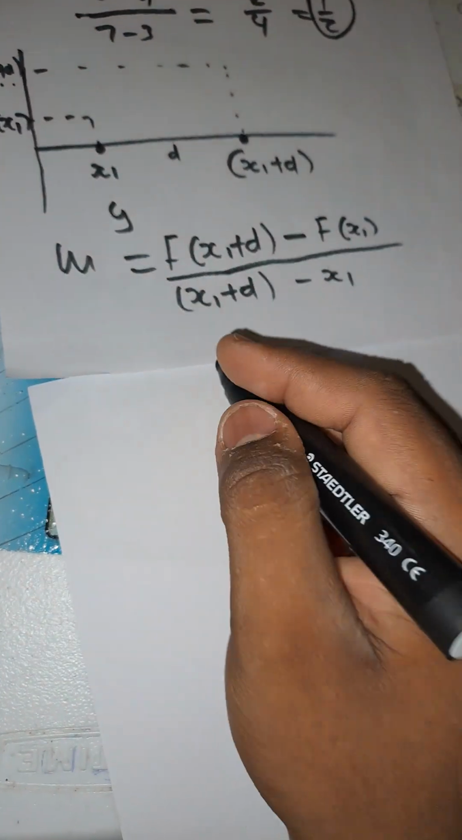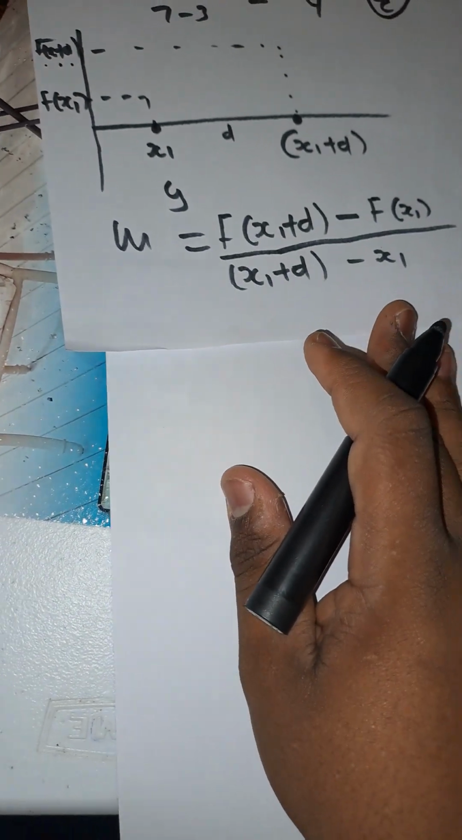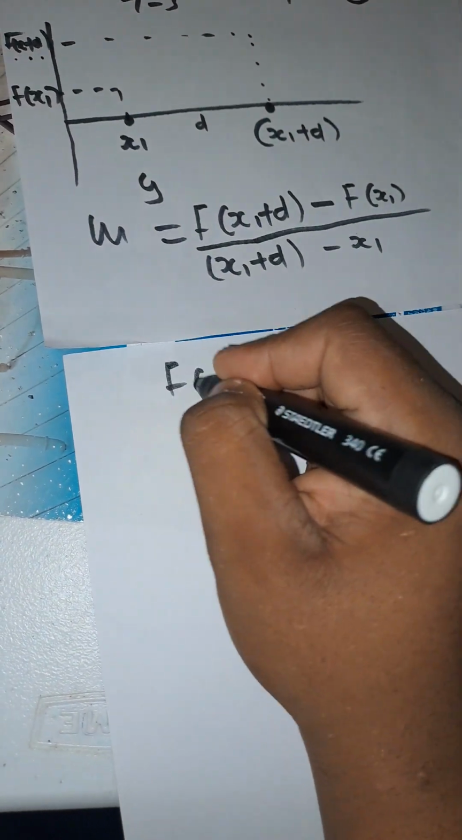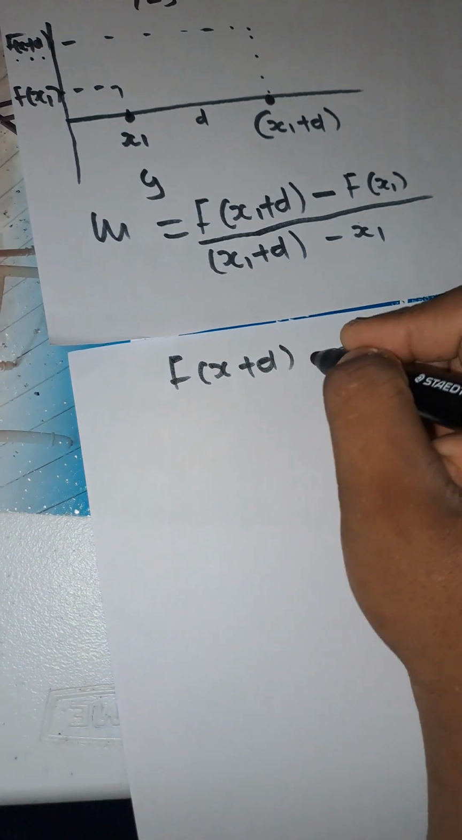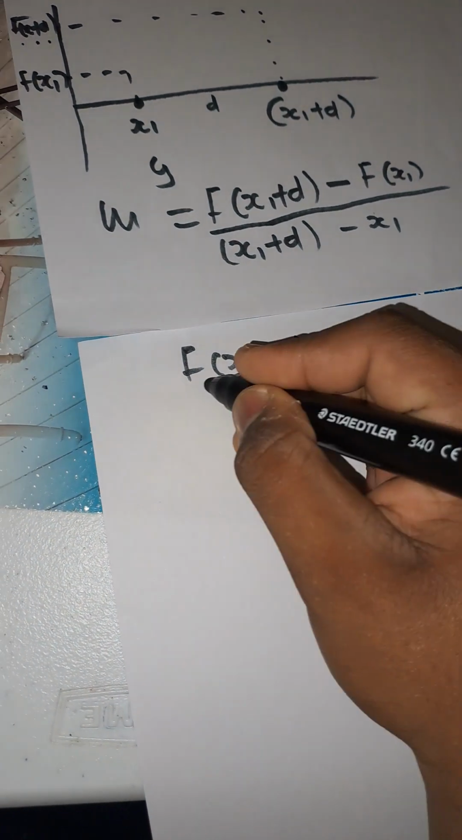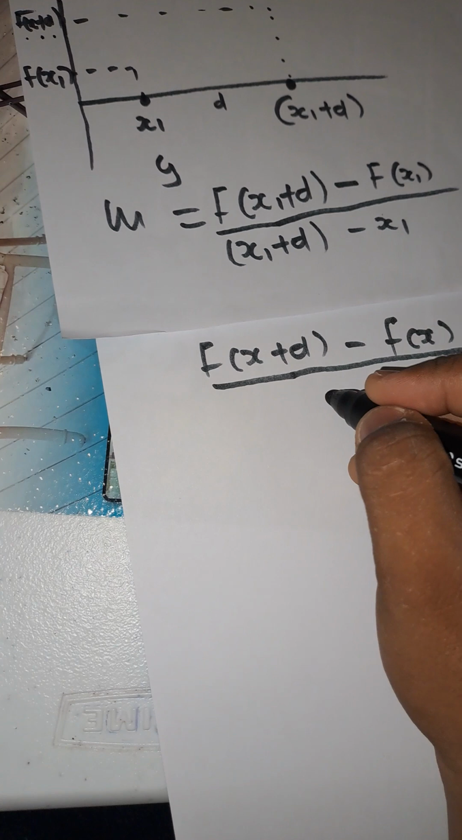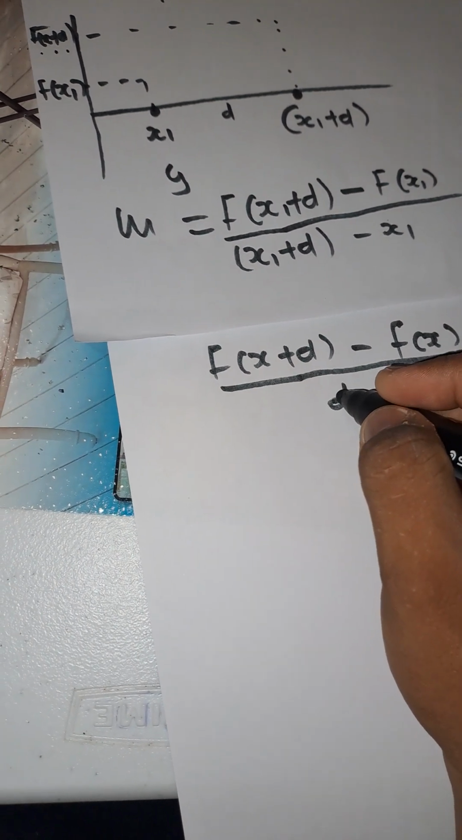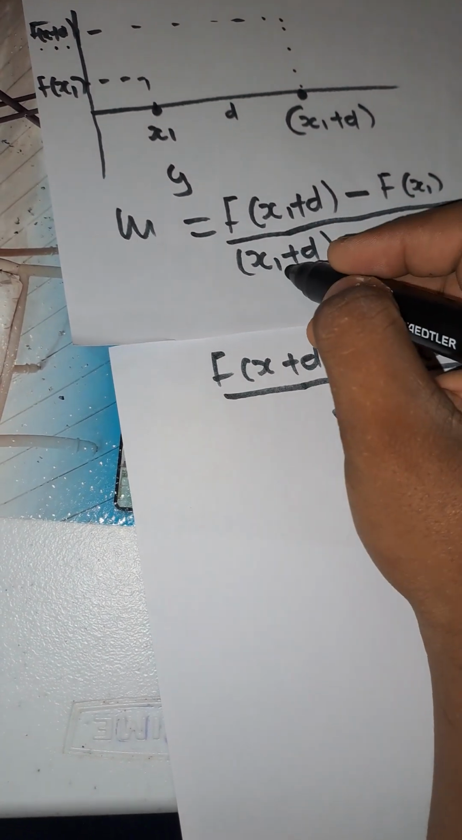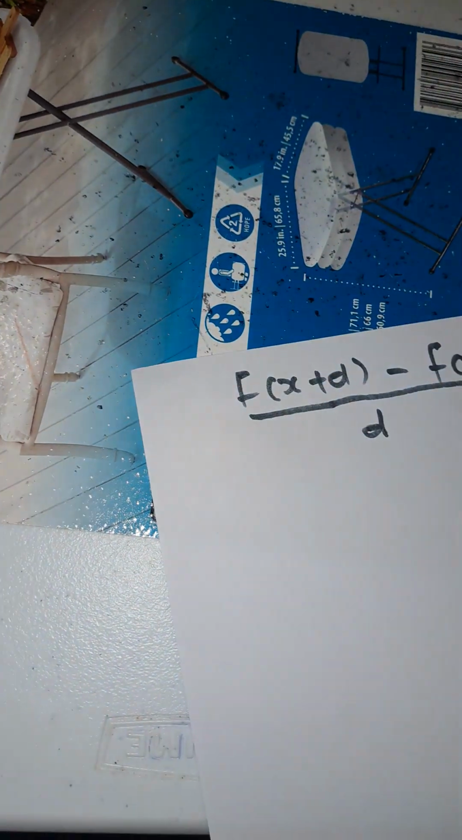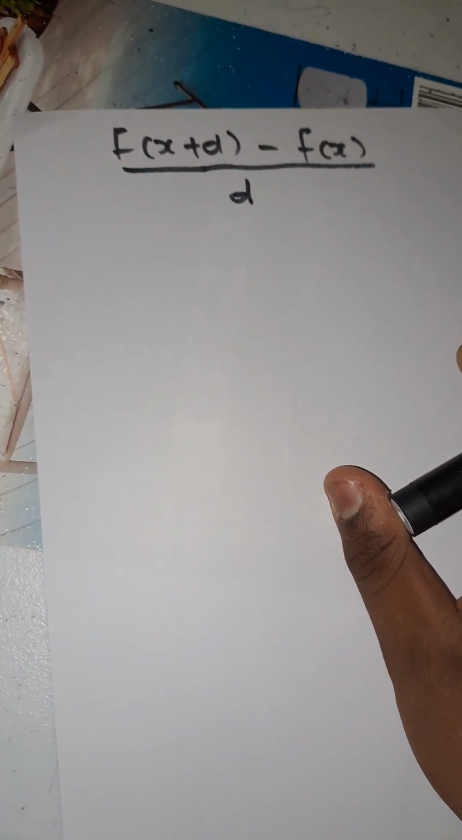So when you continue, the gradient basically is going to be f of x plus d minus f of x over d. Do you know why I'm saying d? Remember here, if I open my bracket, it's going to be x1 plus d and then minus x1. So x1 minus x1 is 0. So I'm going to be left with the distance. So I already derived that formula.